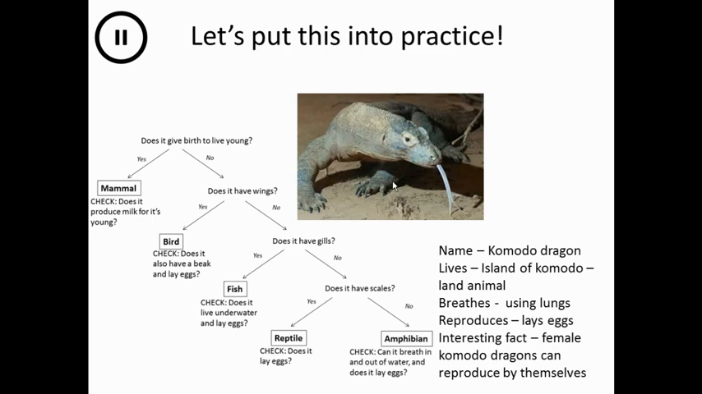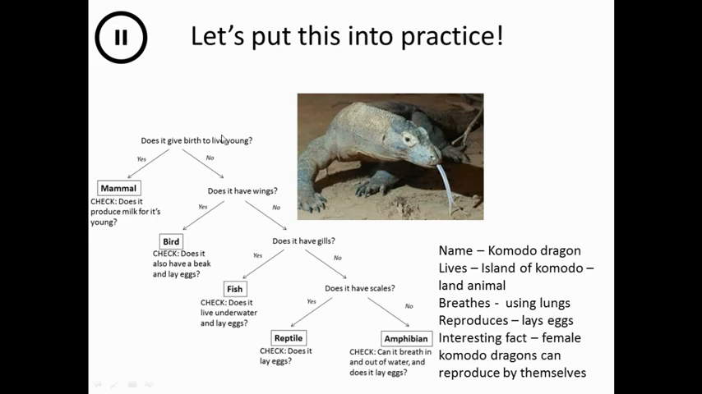Okay, so we've got this pause symbol up here. What I want you to do is read through the facts that you've been given. Use this flow diagram to try and classify, to group this Komodo dragon. So if you pause the slide now. Okay, so if we run through it before we go through the answer.